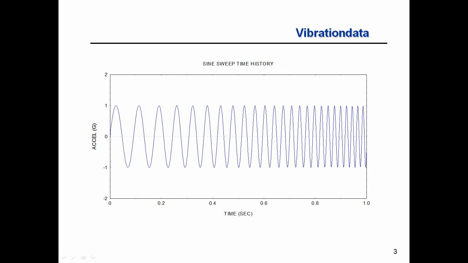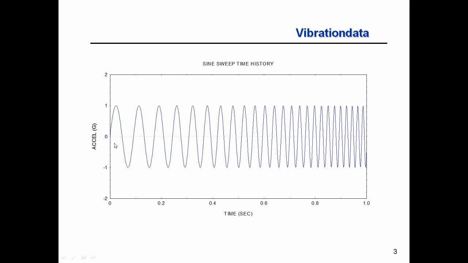So this chart here, this is just for academic purposes only. This is to give you a conceptual idea of what a sine sweep is. So along the y-axis, we have acceleration in g, and along the x-axis, we have time in seconds. So this is an acceleration time history.